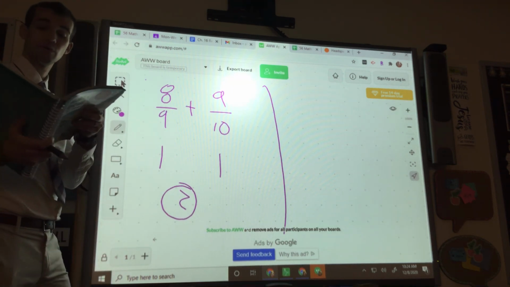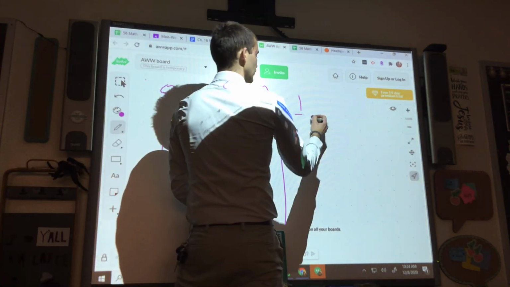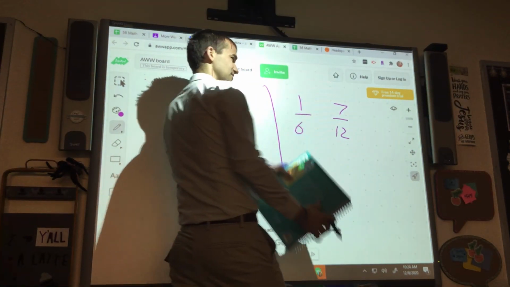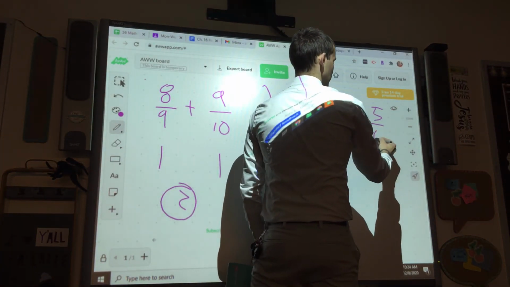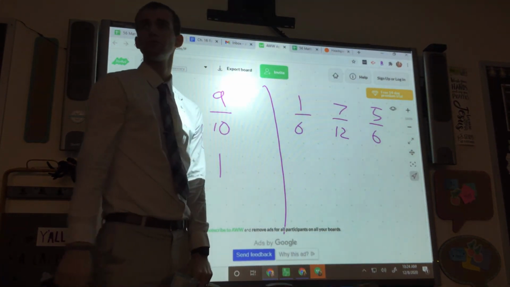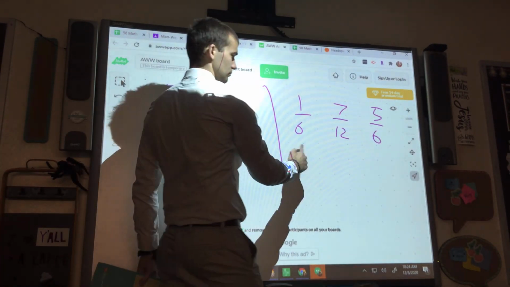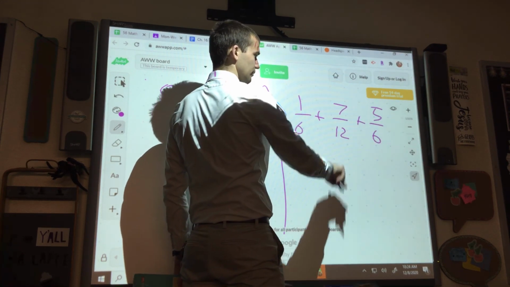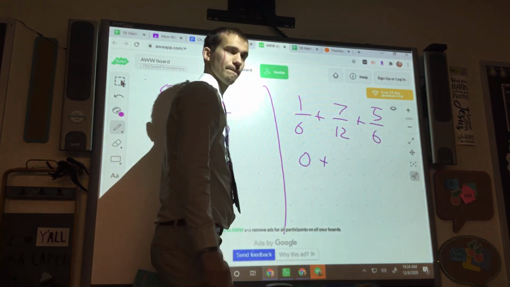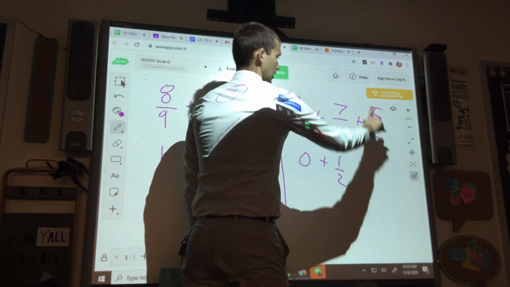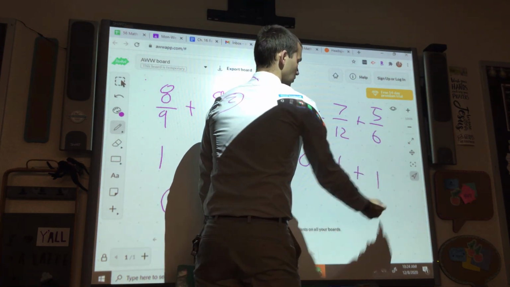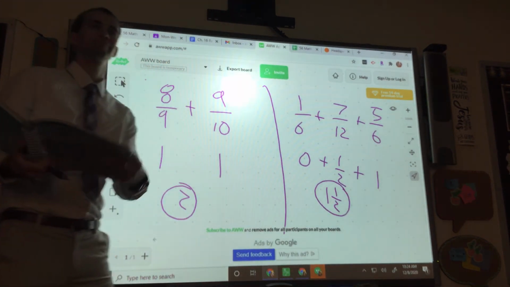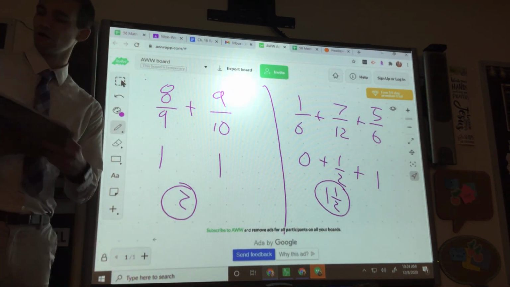And the last one, 1/6, 7/12, and 5/6. 1/6 close to, say if you know it. 0. 7/12 is close to half. Yep, 1/2. And 5/6, 1 whole. So your answer is 1 1/2. All right, you guys are good to go.